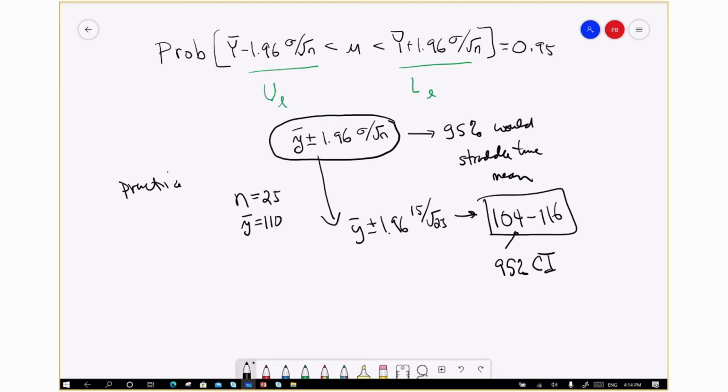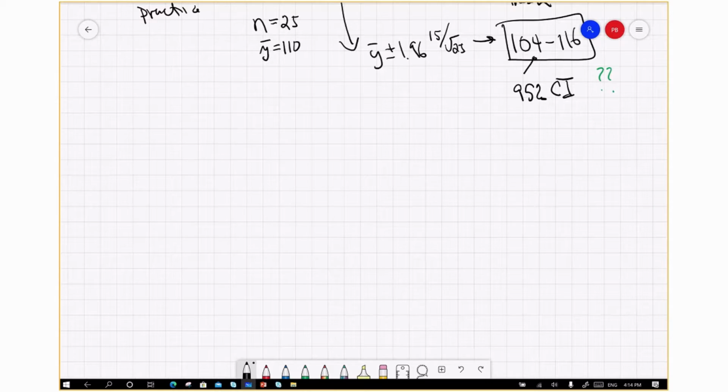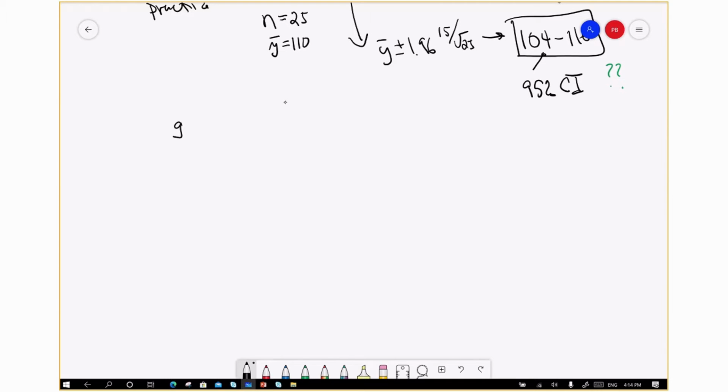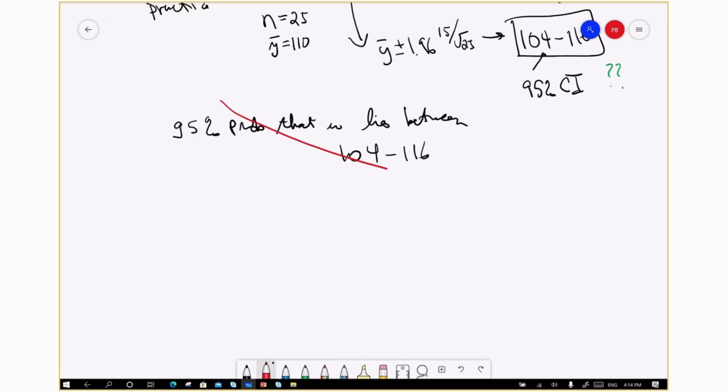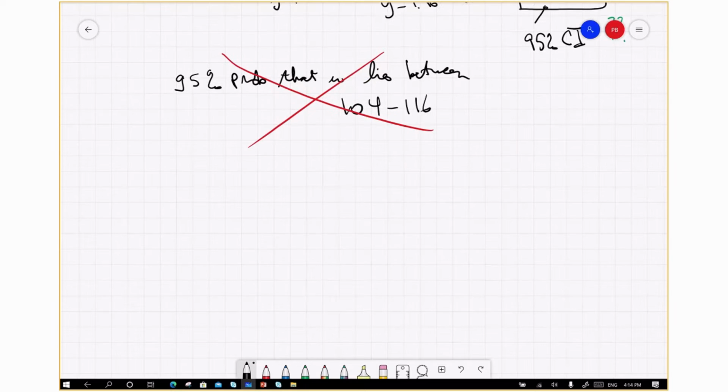And so what I want to talk about is, what the heck does this thing mean? The way I want to approach that is to begin by talking about what it doesn't mean. It does not mean there's a 95% probability that the true population mean lies between 104 and 116. It definitely does not mean that. Now, why doesn't it mean that? Well, let's refresh our memories about what a 95% confidence interval is.